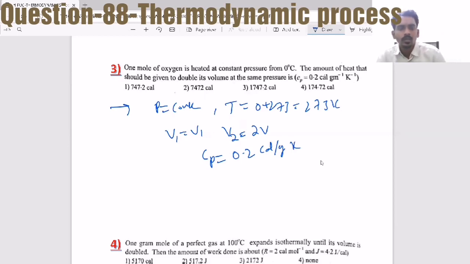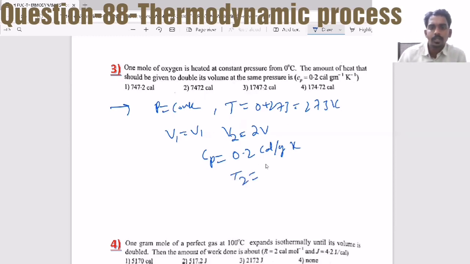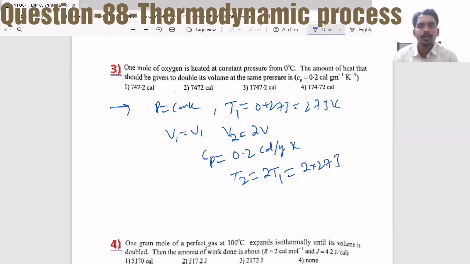Now here, 1 mole of oxygen is heated at constant pressure from 0 degrees Celsius. What is the amount of heat that should be given to double its volume? Volume doubled means the temperature is also doubled at constant pressure. So T1 means T2 will become 2T1. So that is 2 into 273, the first thing.